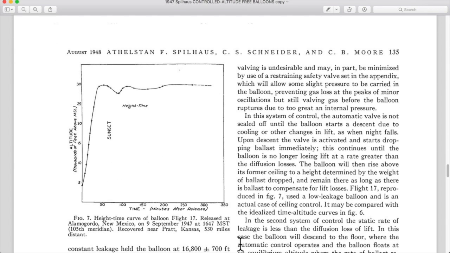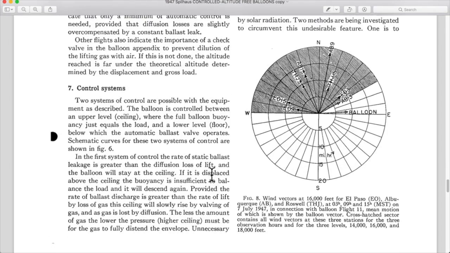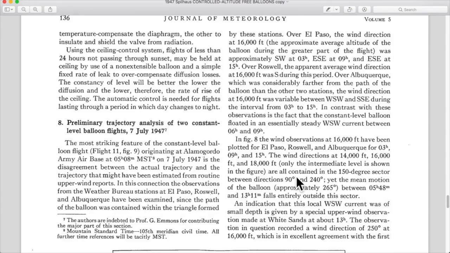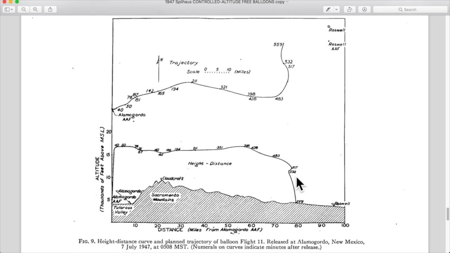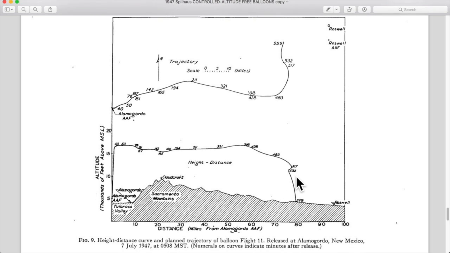Another chart. Height time curve of balloon flight 17. So it looks like this is an actual flight record. Wind vectors. This is more flight records. That's less technically interesting. Height distance curve and planned trajectory of balloon flight number 11. All right, another flight record released at Alamogordo, New Mexico.